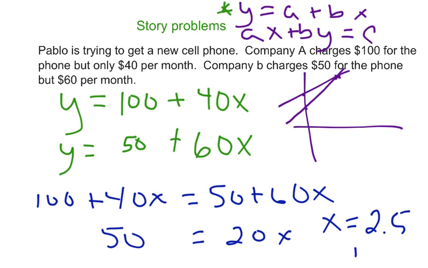But for that initial 2.5 months, because x represents months here, a lot of people choose company B just because of the initial cost. They don't have to pay $100 up front, they only pay 50. Like, ooh, all right, sounds good. Yet it ends up costing them a lot more money in the long run because they don't think about it.